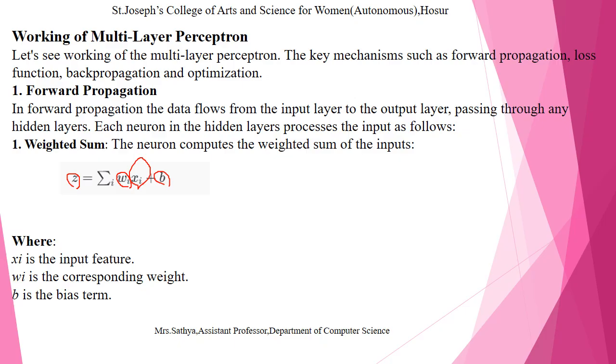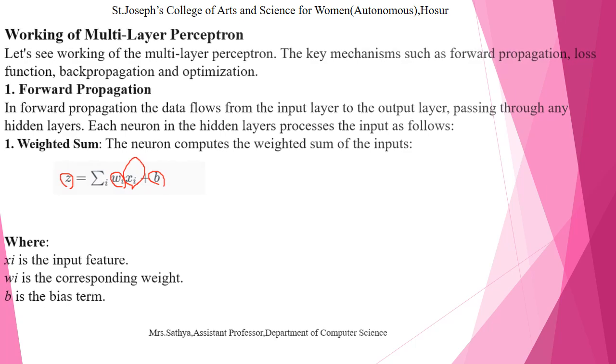Here the weights are more important, because the weights decide the output. If a weight is large, the input has more influence. If the weight is small, the input has less influence. So why do we have to use a bias? Bias shifts the output. Without bias, the model may not fit the data.